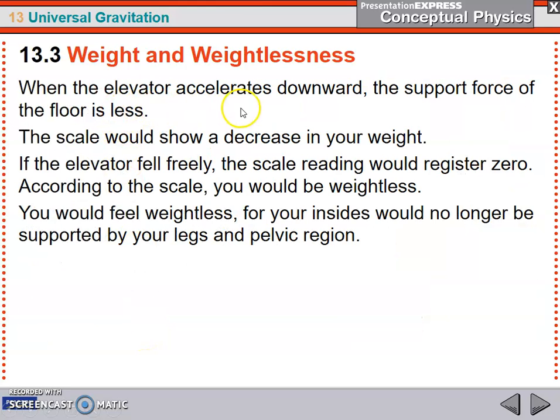When the elevator accelerates downward, the support force of the floor is less. The scale would show a decrease in your weight. If the elevator fell freely, if they cut the cord and it just fell, the scale reading would register 0. According to the scale, you would be weightless. You would have no weight. You'd still have mass, but you'd have no weight.